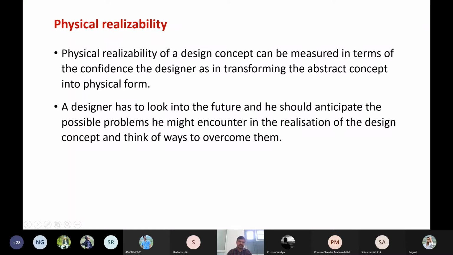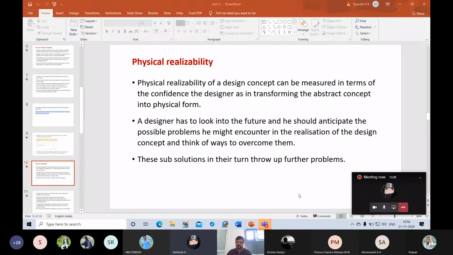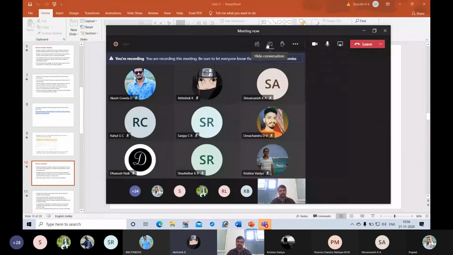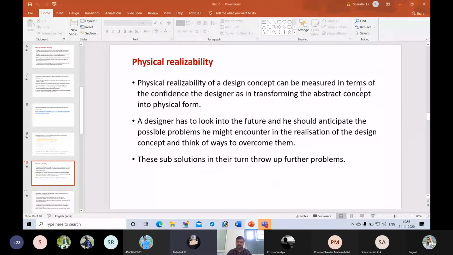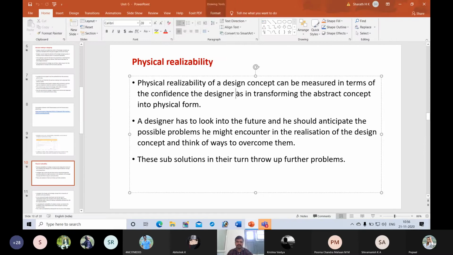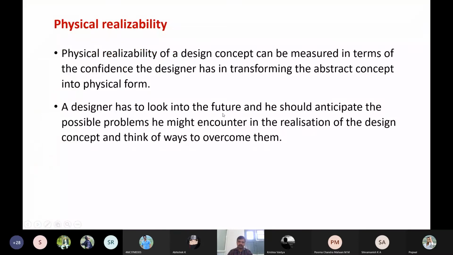A designer has to look into the future and he should anticipate the possible problems he might encounter in the realization of the design concept and think of ways to overcome them. Okay, there is a spelling mistake. This should be HAS. Designer has to look into the future.